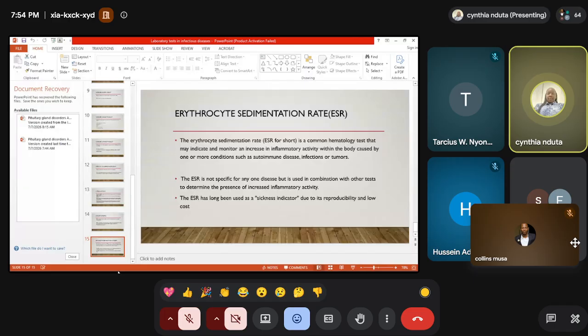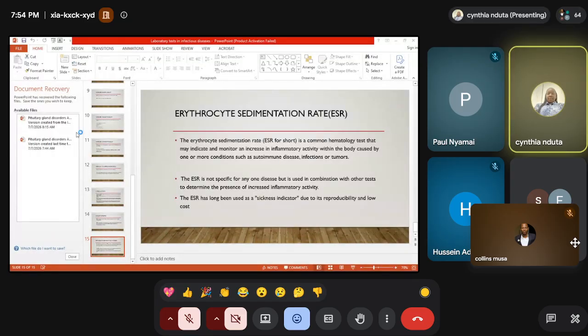So if you were to actually ask, how do I differentiate between viral and bacterial infections, then one of your go-to tests would be which one? For those who are still present now, what would be your go-to test? Calcitonin.